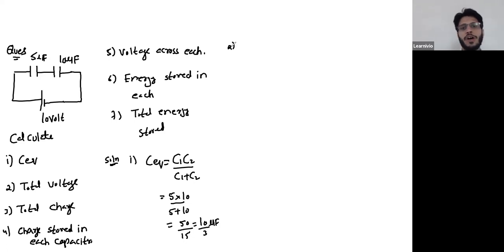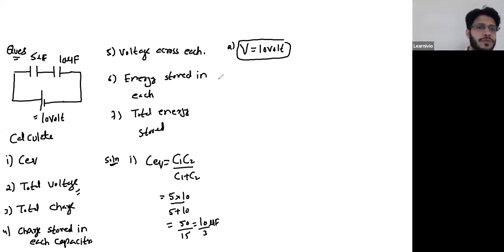In the second part, Fatma, what is the total voltage across the circuit? Voltage, not energy. Total voltage. See, the total voltage across the circuit is the voltage of the cell. This will further divide. So total voltage means it's 10. Clear, Fatma? Total voltage means voltage of the cell. This voltage of the cell will divide further.